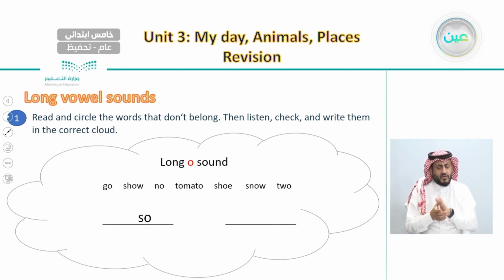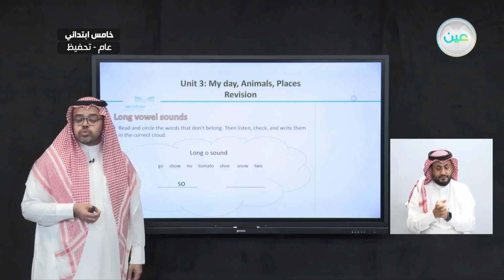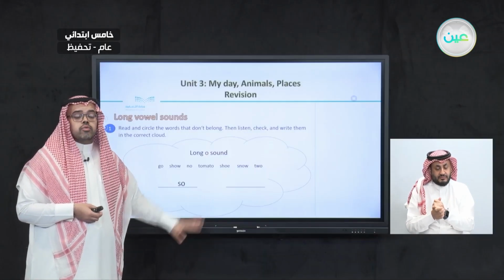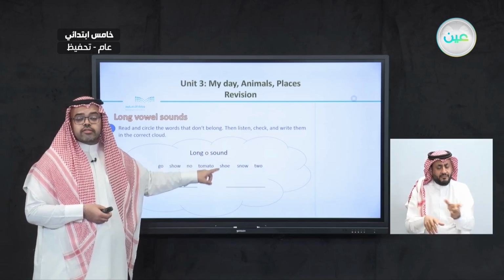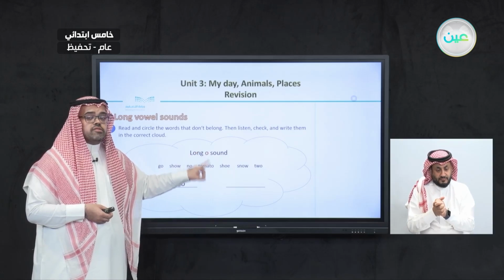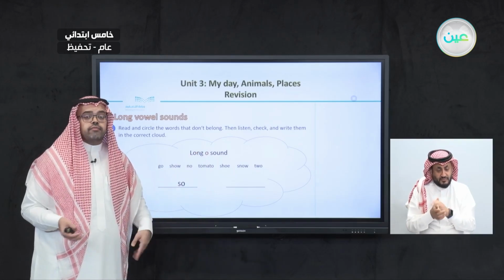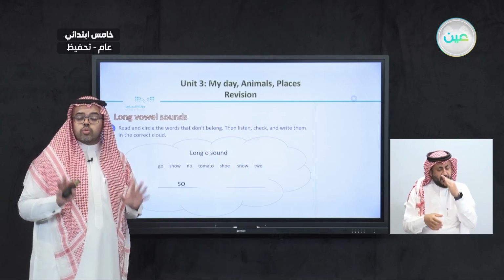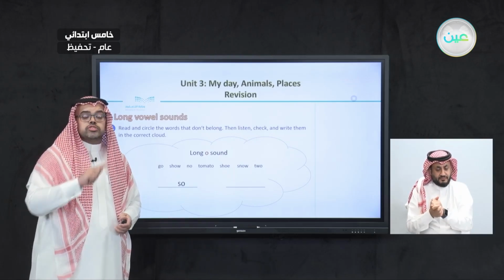So what we did with each of these clouds is that we listened to all of these words inside the cloud, and we circled the words that do not belong to this cloud. For example, if we have a cloud for only the long O sound, we keep all the words that have the same sound. And if we happen to have words that do not have the same sound, what we have to do is just circle them.